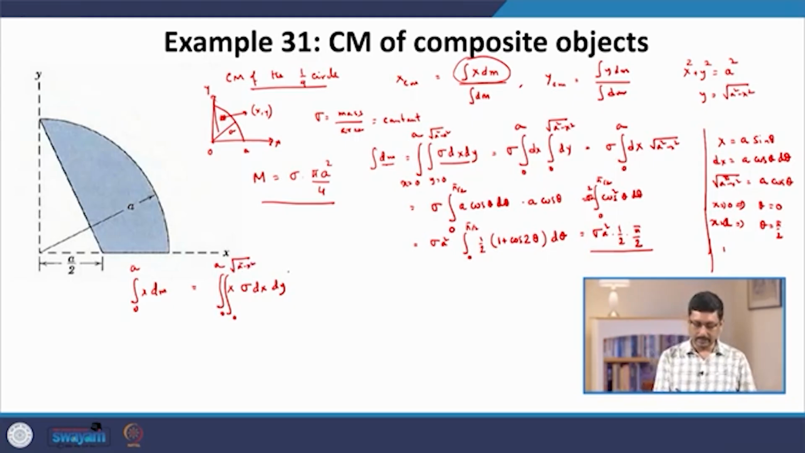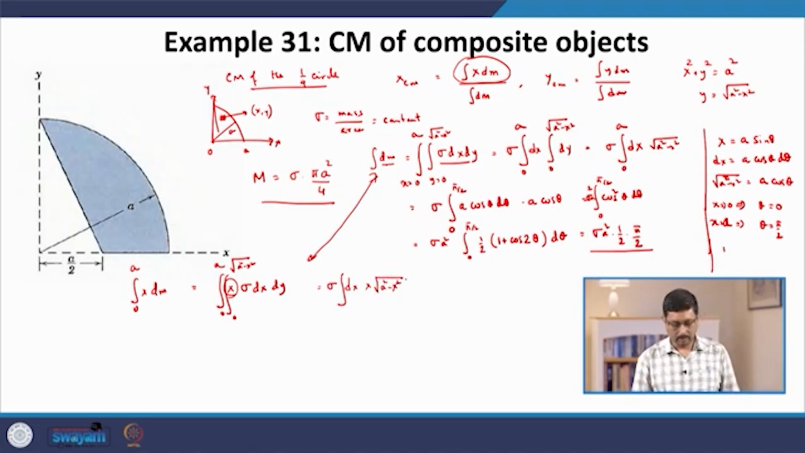So, note that this integral is very similar to the earlier integral, except for the factor of x present here. So, I am going to write it as, take sigma out. Again we have to do the y integration first, and the y integration we know will give us this factor of square root of a square minus x square. So, now it is a one dimensional integral in x.